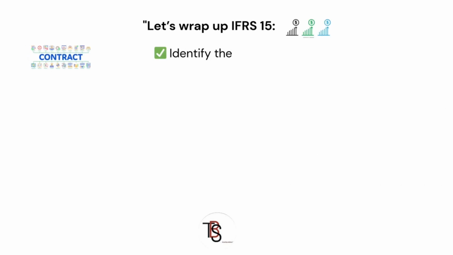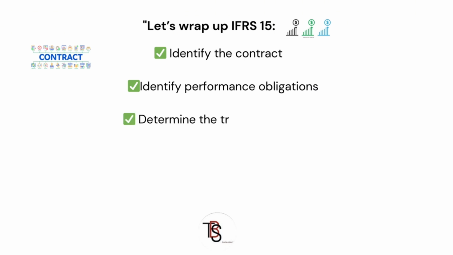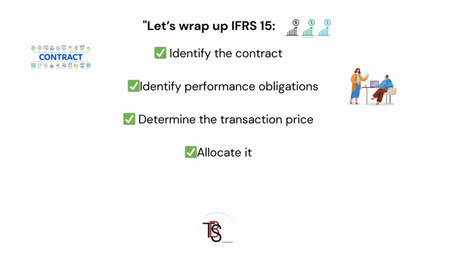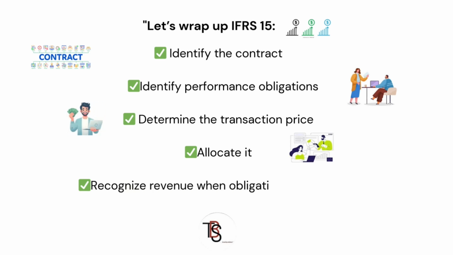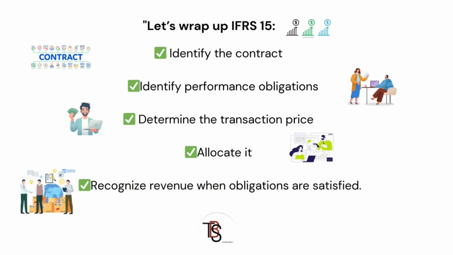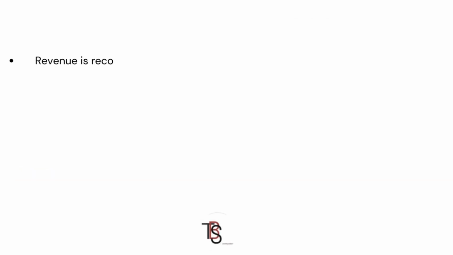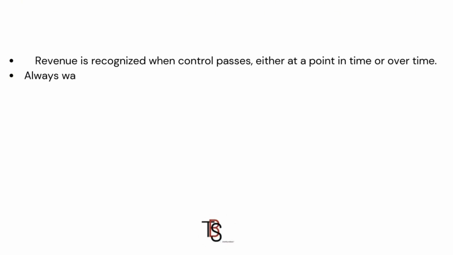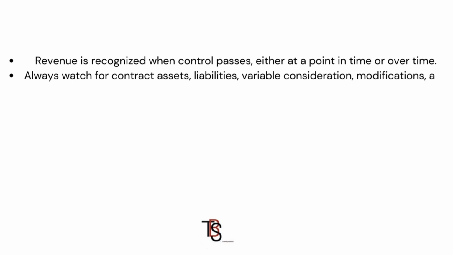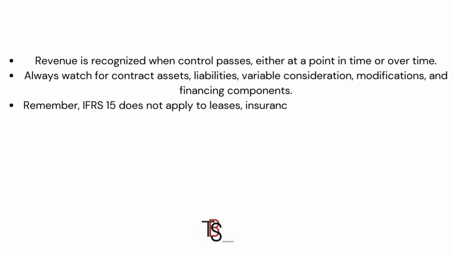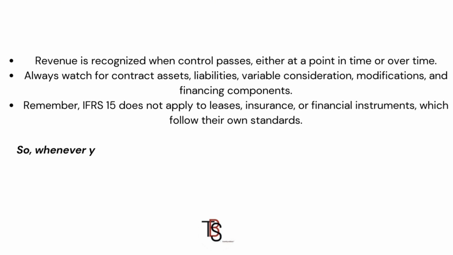Let's wrap up IFRS 15. It gives us a 5-step model for revenue recognition. Identify the contract, identify performance obligations, determine the transaction price, allocate it, recognize revenue when obligations are satisfied. Revenue is recognized when control passes, either at a point in time or over time. Always watch for contract assets, liabilities, variable consideration, modifications, and financing components. Remember, IFRS 15 does not apply to leases, insurance, or financial instruments, which follow their own standards.